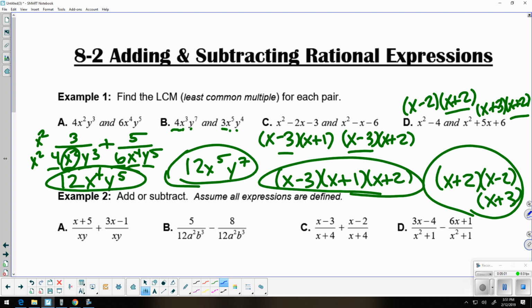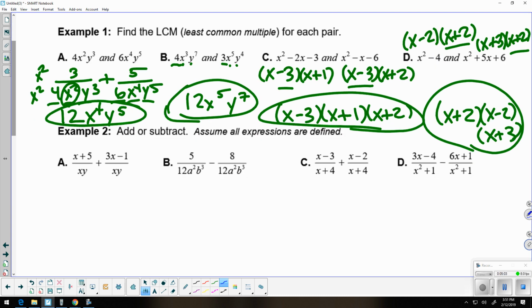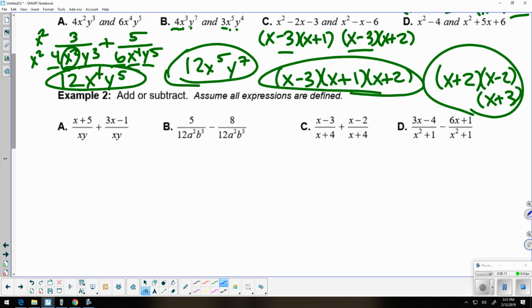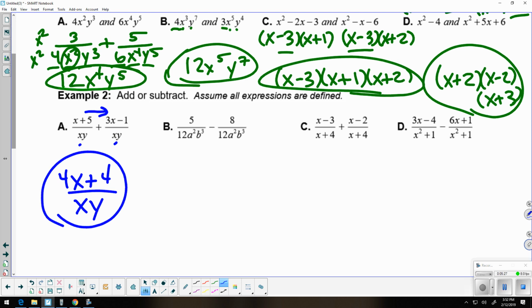So going straight across the board, first thing you're looking at is the denominators. Do they match? And in all four of these, you already have common denominators, so that makes it pretty easy. So like for the first one, you already have common denominators xy, xy. So again, you keep your denominator, but now I'm going to add going straight across my numerator. So I'm really just combining like terms. So 1x and 3x is 4x, 5 plus negative 1 is 4, and that would be your solution. Okay, you add it, you're done.